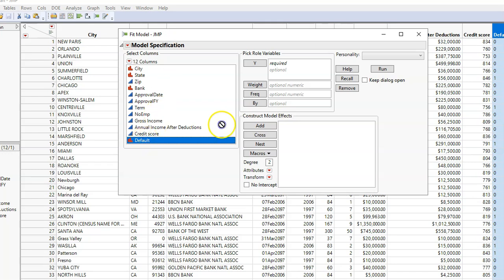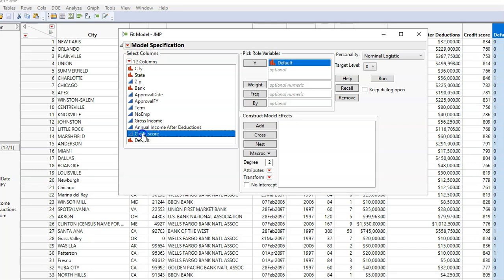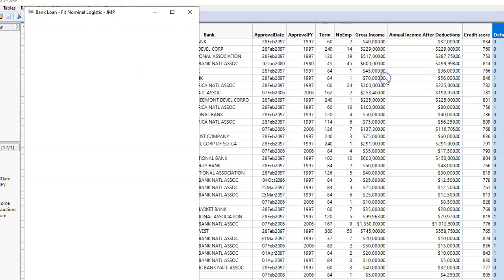So default is our response variable. Remember I said that in logistic regression we want the logit variable, or categorical variable, group variable, or dummy variable, to go to response or Y. Let's run this analysis using the credit scores. And what's our target level? Our success here is considered as default, which is 1. So remember to set that correctly so you get the right results. Click run.